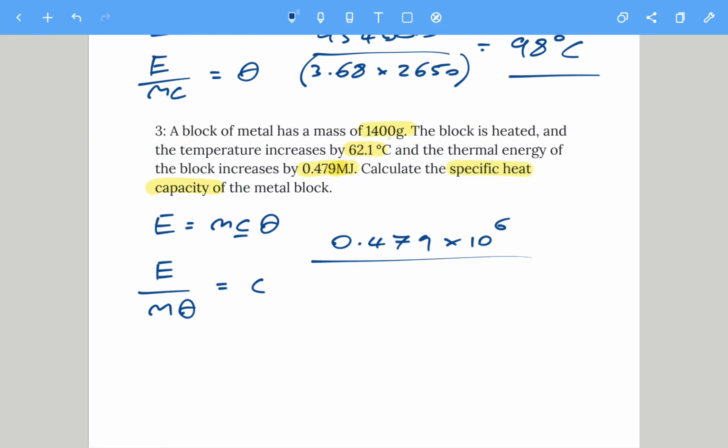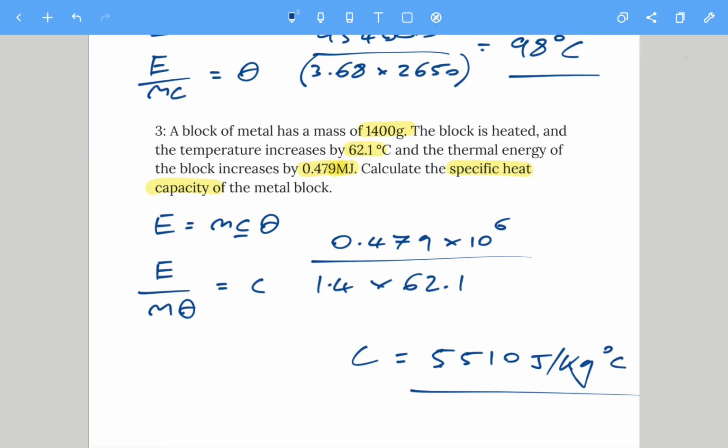Divided by the mass. So we've got 1,400 grams, but mass has to be in kilograms, so that's 1.4 kilos. Multiplied by change in temperature, 62.1. So if you calculate that, the specific heat capacity will be 5,510 joules per kilogram per degree.